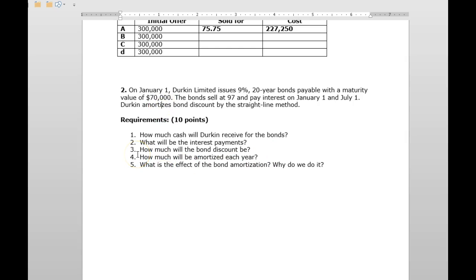And it asks how much will the bond discount be. That's going to be the 70,000 minus what the price was. That becomes your bond discount. And then they ask how much will be amortized each year. Well, whatever that difference is, let me find out what we're doing with this.